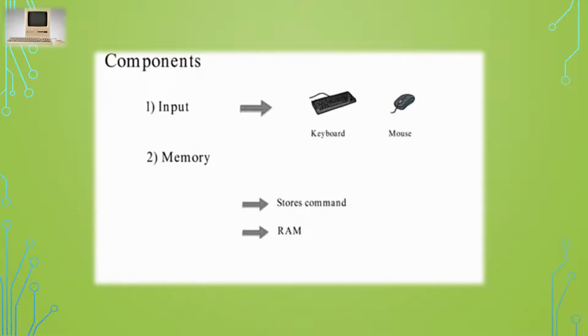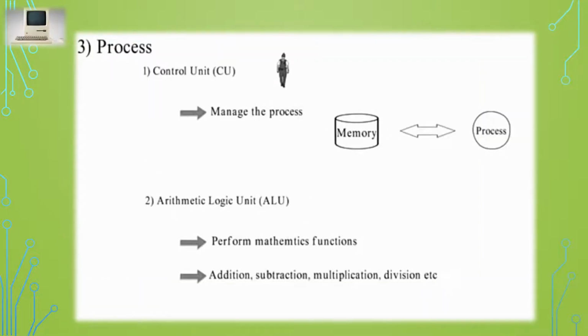Let's see the components of Von Neumann architecture. First, input. Input comes through input devices like keyboard, mouse, etc. The second one is memory. Data is temporarily stored in a memory called RAM. And the third one is the processor, which has two parts.